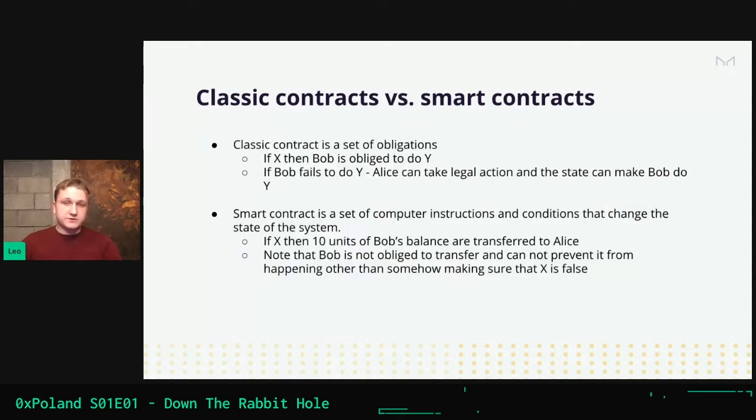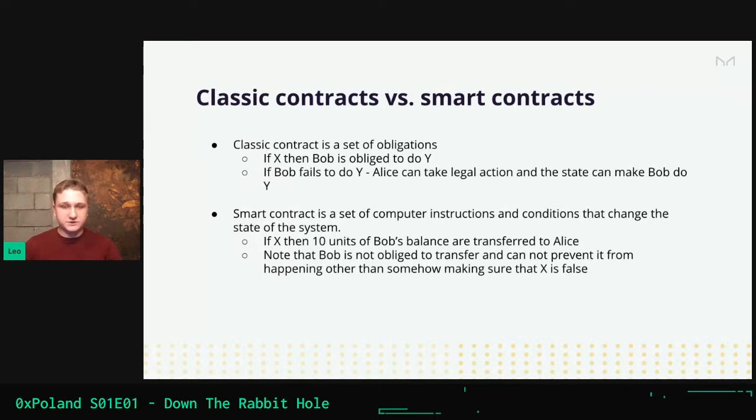Let's look at a smart contract, like what it is essentially. Not smart contract, but classical contract. Every classical contract is a set of obligations called contractual obligations. So if X, then Bob is obliged to do Y. If Bob fails to do Y for whatever reason, Alice can take legal action and the state can make Bob do Y. So this is the basic schema of what the contract in the legal understanding is.